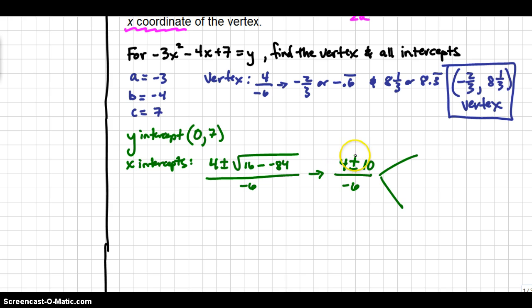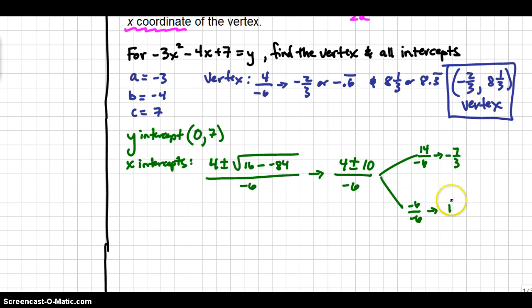On the top, I'm going to do 4 plus 10, which is 14. And on the bottom, I've got my negative 6. When I subtract, I'm going to get 4 minus 10, which is negative 6, divided by the bottom, which is also negative 6. So when I calculate here and reduce that fraction, I get negative 7/3. Over here, I'm just going to get a 1.